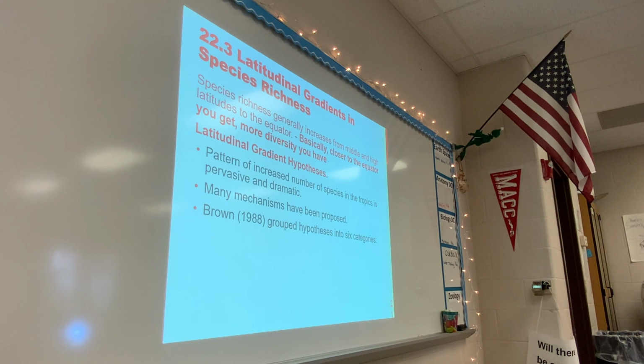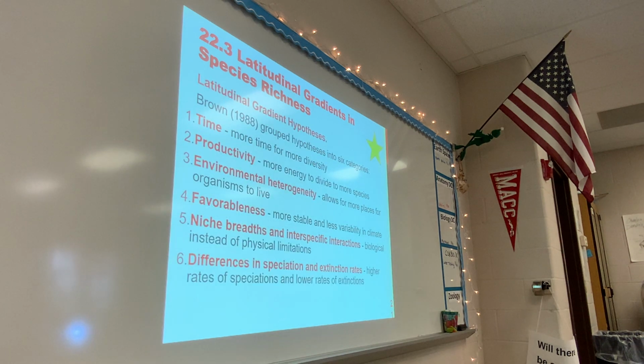This is a table. This is the table hypothesis. So here's his hypothesis and the six parts that go with the latitudinal gradient hypothesis. Time, productivity, environmental heterogeneity, favorableness, niche breadths, and interspecific interactions. Apparently to become famous, you have to use fancy words. Differences in speciation and extinction rates.